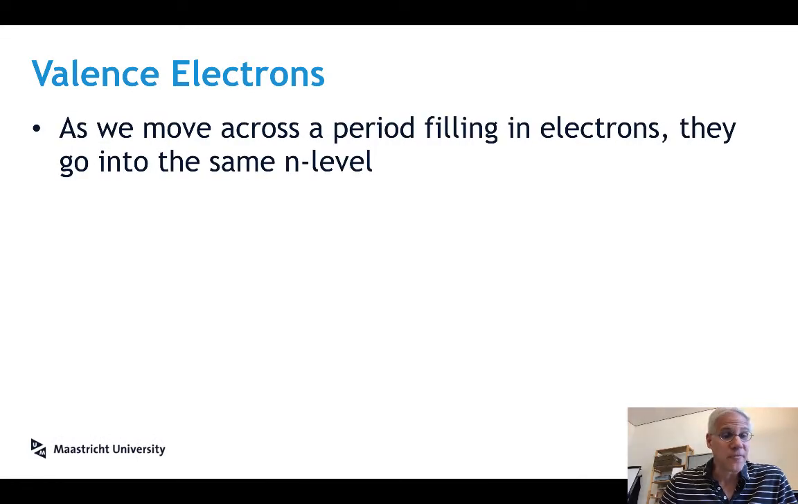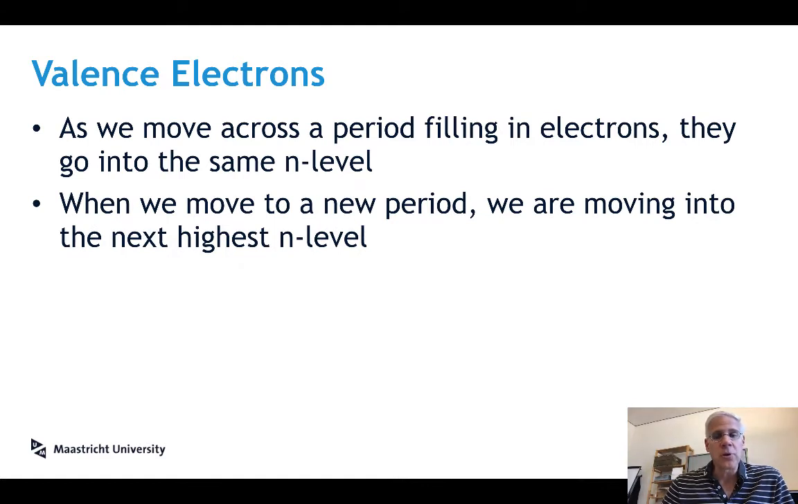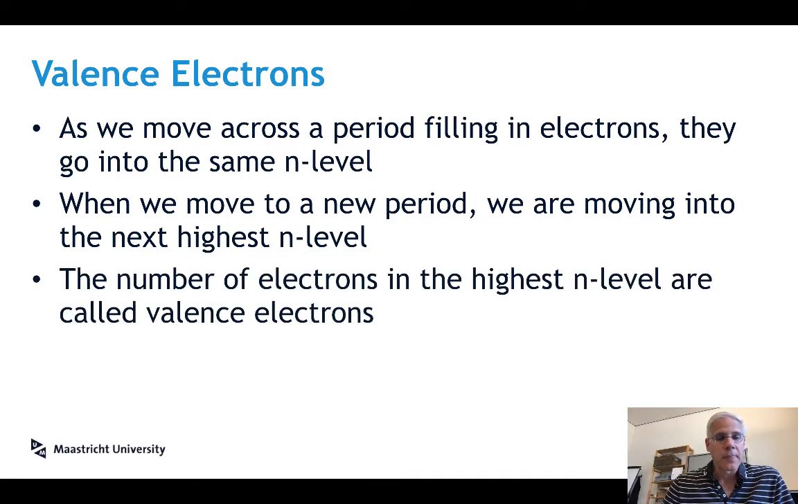Let's talk about this term, valence electrons. As we move across a period, filling in electrons, they always go into the same n level, at least until we get down to n equals 4. Okay, and then when we move to a new period, so we go down one row in the periodic table, we then move to the next highest n level. The number of electrons that are in the highest n level are what we call valence electrons, and this is a very important term here, the highest n level. So the electrons in your electron configuration that have the highest n level.